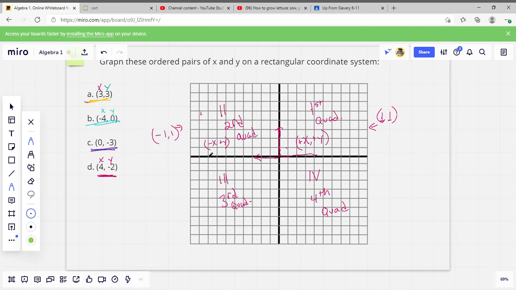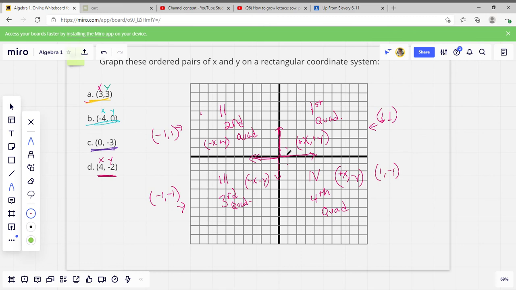This one we're going to have negative x and negative y. So if you had -1, -1, that's going to go into the third quadrant. These are all negatives. And on this one, we're going to have positive x and negative y. Goes into our fourth quadrant. So if we had 1, -1, that will go there.